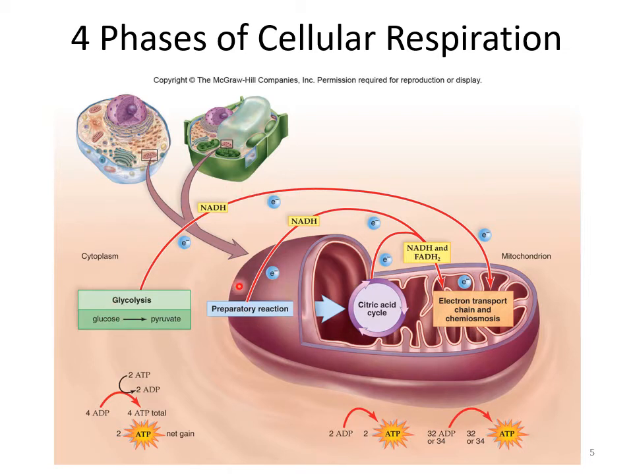Then you get to the prep reaction, and what do you notice? No ATP, but it is now occurring in the mitochondria, and it helps break things down to go into the citric acid cycle where the cell can get 2 ATP. Then those products go into the electron transport chain and chemiosmosis, and that is where you get the bulk of ATP produced. And the cell can make up to 34 ATP in that electron transport chain. So the maximum you could get from one glucose is 38 ATP.